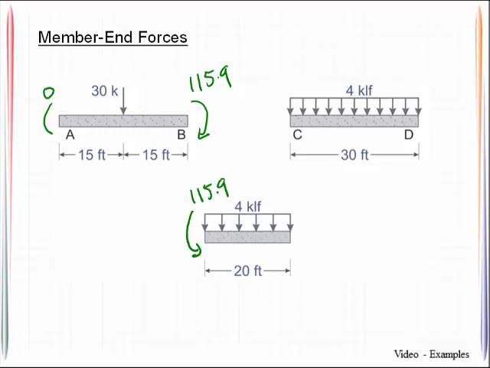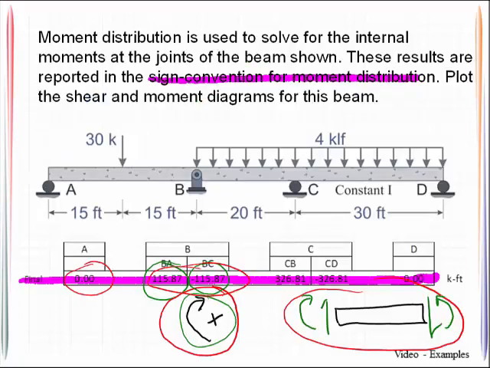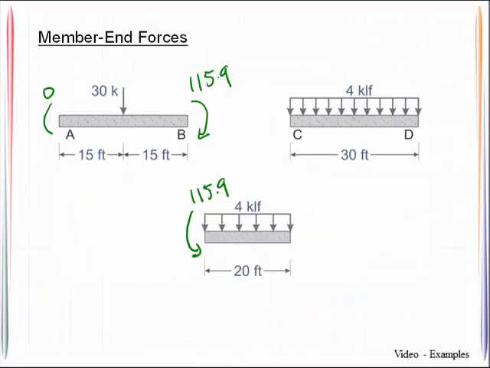115.9. Let's go ahead and get the moments at C. So that's 326.81. So I can come back here using the translation of the sign convention, 326.8 and 326.8. So those are the moments that I know.